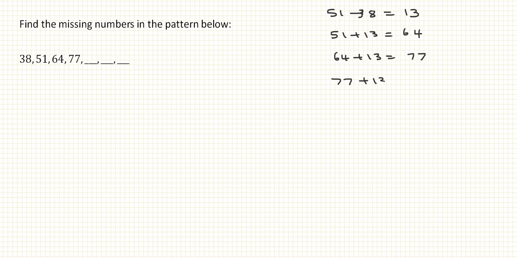77 plus 13 should give us 90. 90 plus 13 should give us 103. 103 plus 13 should give us 116. So our missing values are 90, 103, 116.